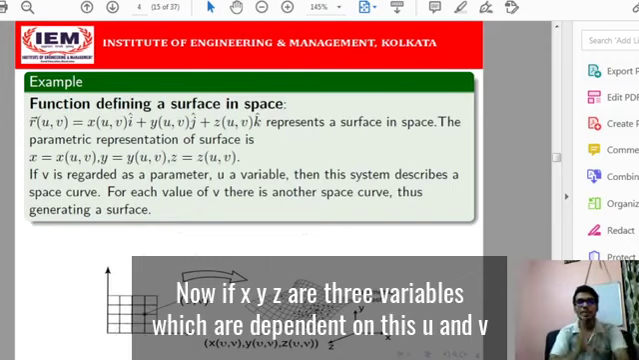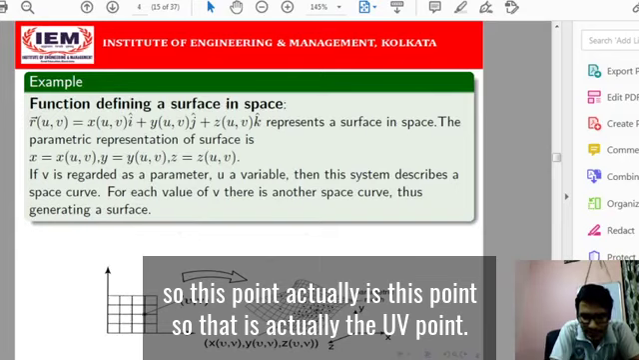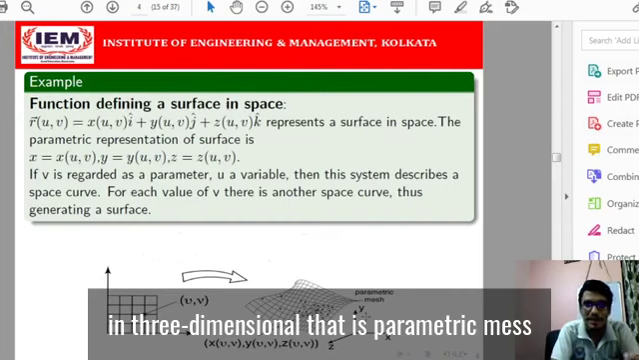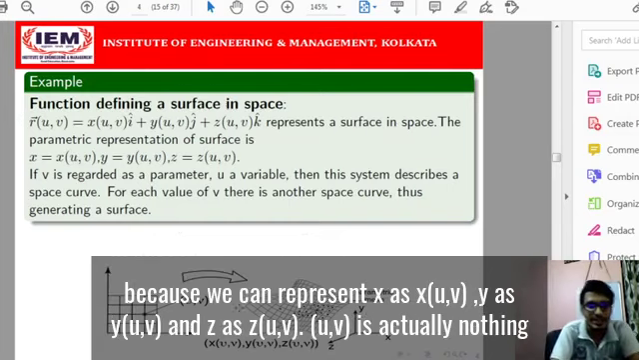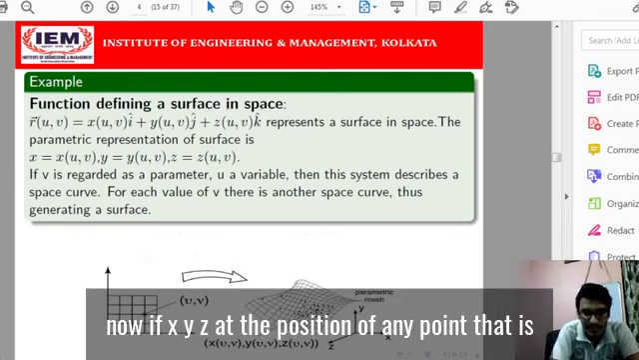Now, x, y, z are three variables which are dependent on u and v. So if we represent this in three dimensions, this point is this point. That is the uv point, depending on which we identify the point x, y, z, a point in three dimensions. That is called the parametric mesh, because we can represent x as x(u,v), y as y(u,v), z as z(u,v). So (u,v) is nothing but the intersection of two curves, the u curve and the v curve.